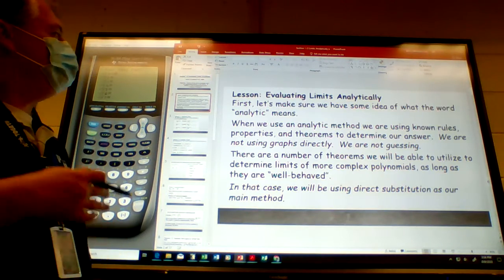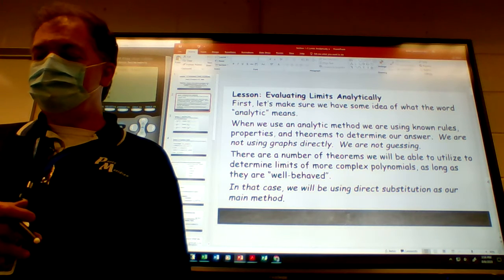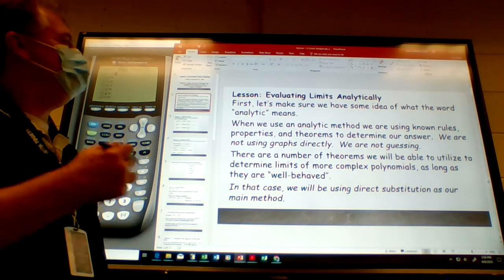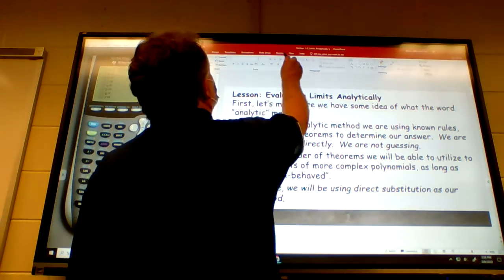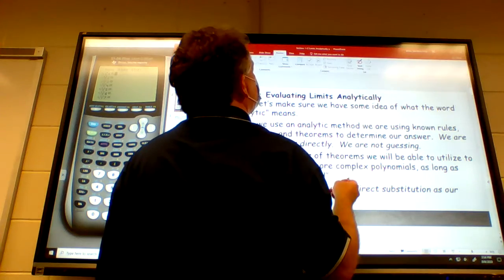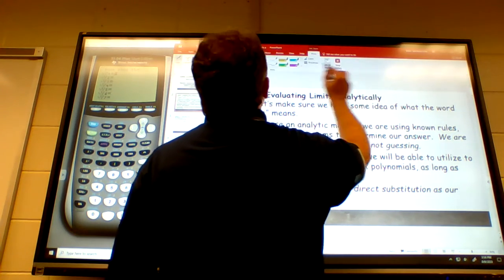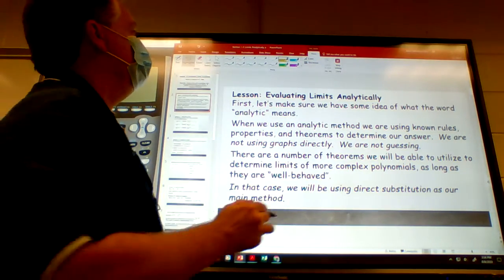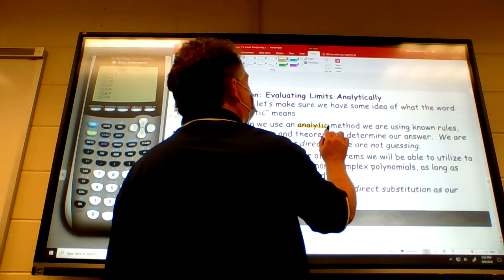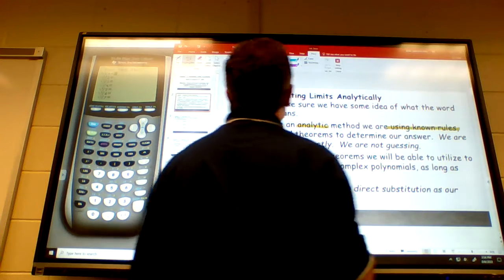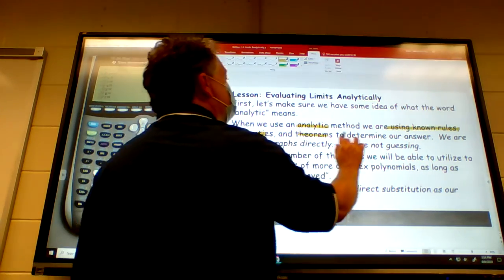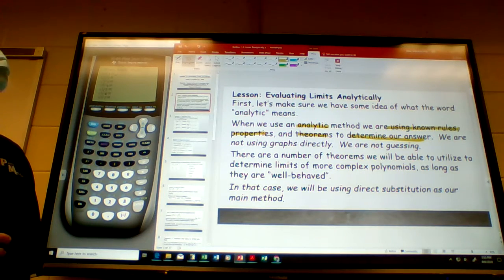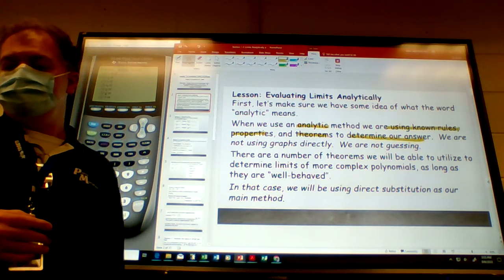Now, when we talk about analytically, let's first make sure we understand what the word analytic means. Basically, when we talk about analytic, it means we are using known rules, properties, and theorems to determine our response. We are not using graphs directly. We are not guessing. So that's the key thing to remember.